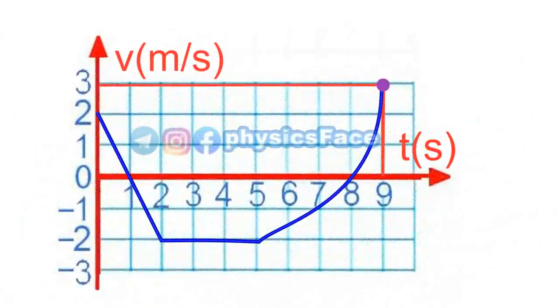Now we answer part A. This part wants the maximum velocity. Answer to A: the maximum velocity of the moving object is 3 meters per second. B. At what moment did it have the maximum velocity? Answer to B: if you look at the graph, the maximum velocity is at 9 seconds.